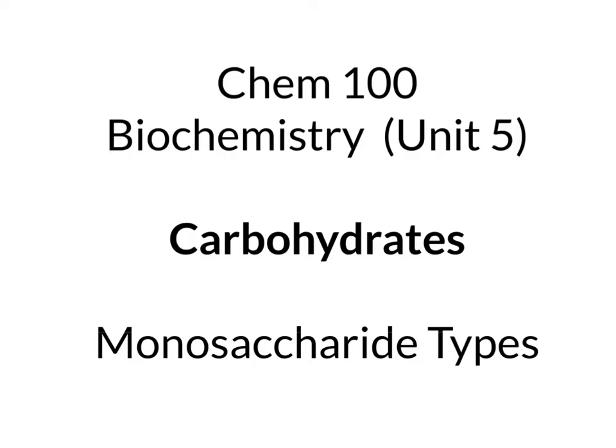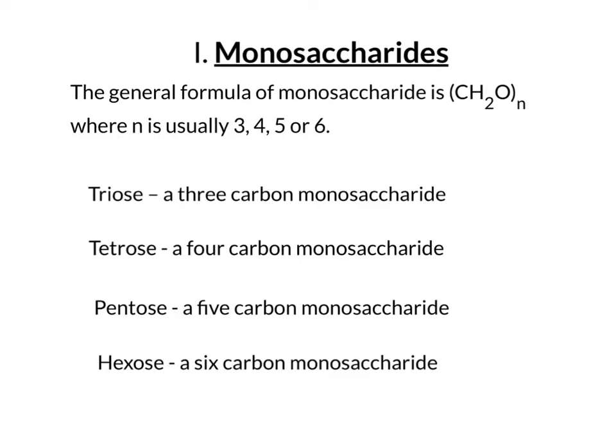There are four major ways to classify the monosaccharides. In this video, we're going to talk about the first two. The first classification system that we have is by number. Here we're going to look at the number of carbons.